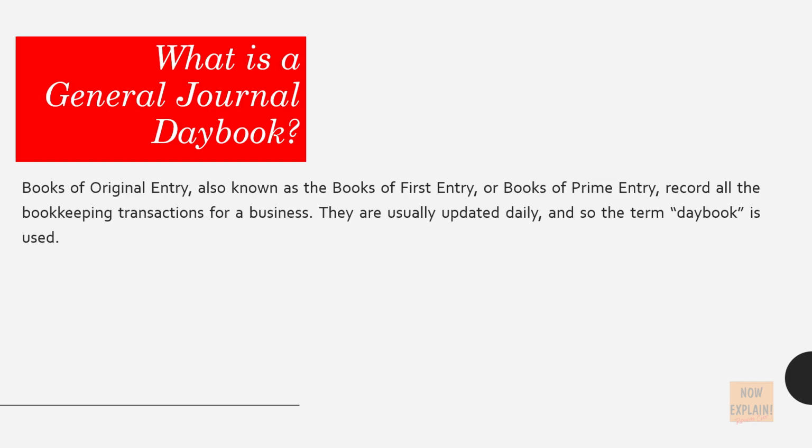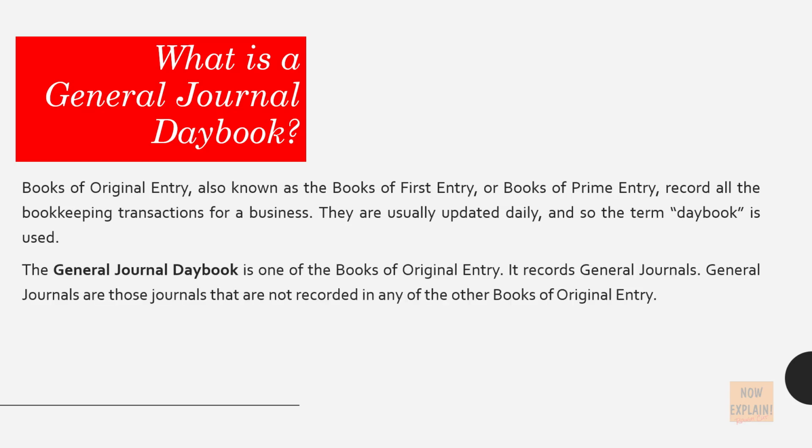So what is a General Journal Daybook? The books of original entry, also known as the books of first entry or books of prime entry, record all the bookkeeping transactions for a business. They are usually updated daily, and so the term daybook is used. The General Journal Daybook is one of the books of original entry.